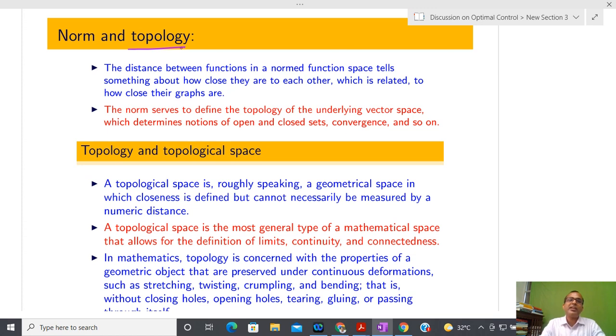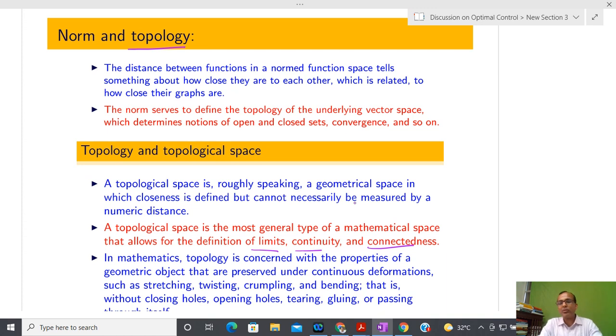Again norm plays a very important role. Whenever we are talking about topology, we are talking about some kind of geometrical space, and at that time we are able to define limit, continuity and connectedness, these kinds of things. Basically topology is not going to be involved in our problem, so there is no need to worry about that. So what we have seen here is that with the help of norm I can define the distance, and distance is talking about closeness. Whenever we are talking about closeness, I can talk about closeness in two ways.